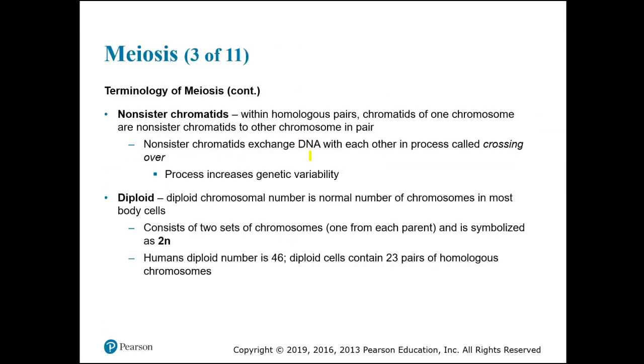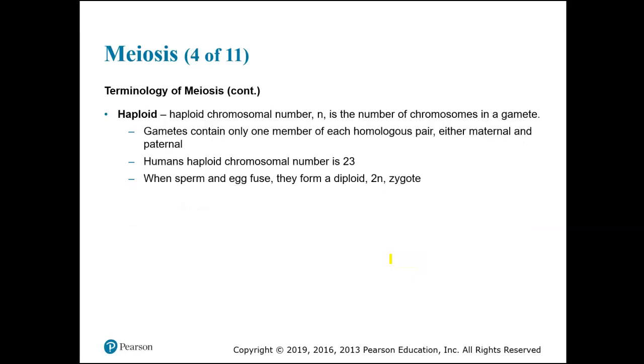Diploid means that we have two of each chromosome, so the diploid number in humans is 46. And the haploid number is 23. Haploid is half of the chromosomes. So the haploid number in humans is 23. Sperm have 23, eggs have 23, and when they fuse and form a zygote, the zygote is diploid and has 46.